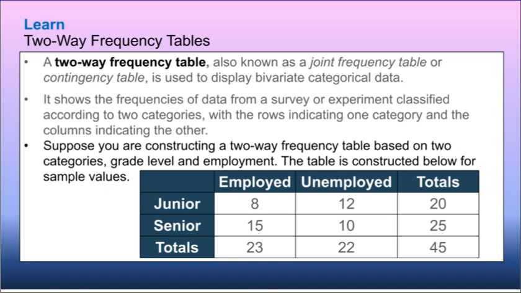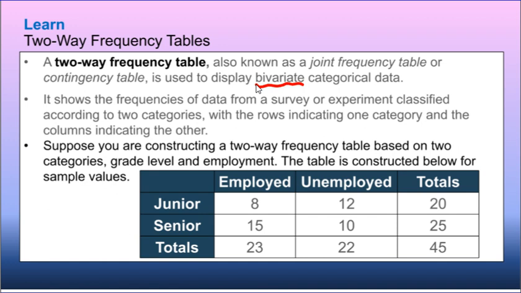So a two-way frequency table, also known as a joint frequency table or a contingency table, is used to display bivariate categorical data. Bivariate just means two variables. It shows the frequency of data from a survey or experiment classified according to two categories, with the rows indicating one category and the columns indicating the other.